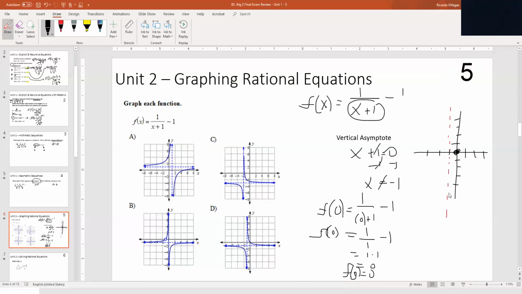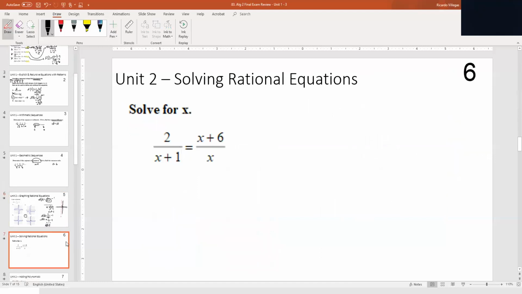So what that means is that one of these answer choices needs to have a vertical asymptote at -1 and has to cross the point (0, 0). This one has a vertical asymptote of +1. This one has a vertical asymptote of -2. This has a vertical asymptote of 0, and this has a vertical asymptote at -1, and this graph does cross (0, 0). So your answer is D. Those are just ways for you to determine your solution for graphing this rational equation. All right, moving on to the next problem.